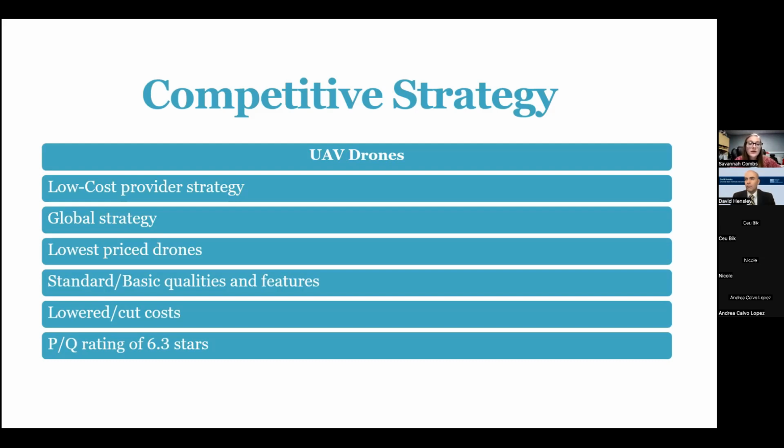We did end with a PQ rating of 6.3 stars for our drones, which isn't far off the industry average of 6.5 stars. So for our drones, we started out with small advancements and upgrades, and at some point we just stuck with the minor upgrades. We maintained the lowest price increases possible each year to ensure we were staying below our rivals.